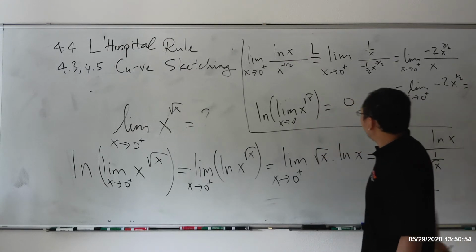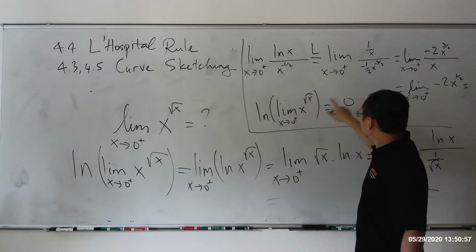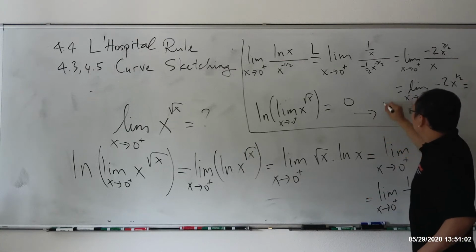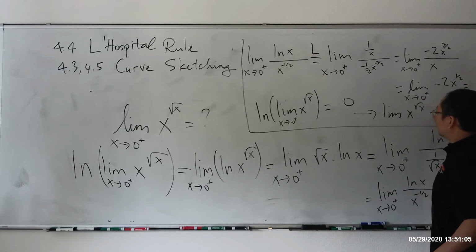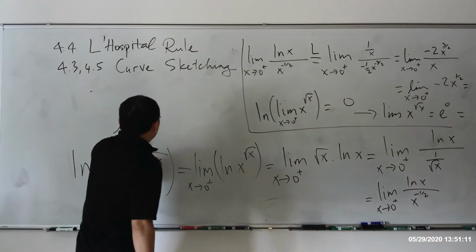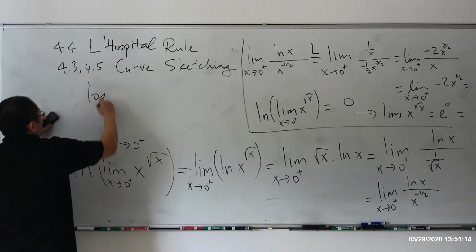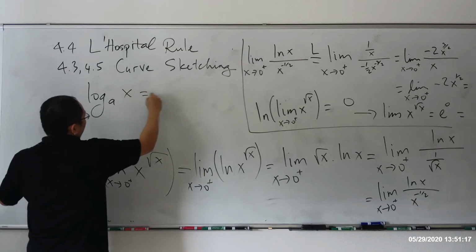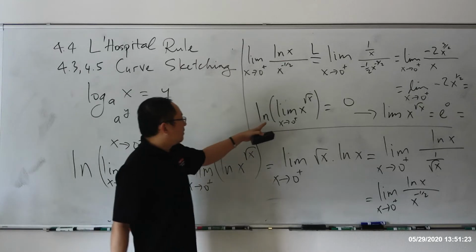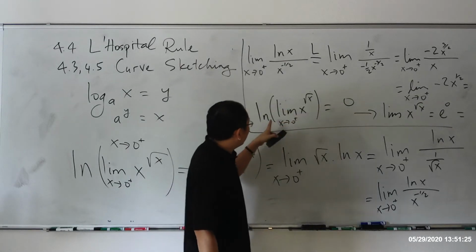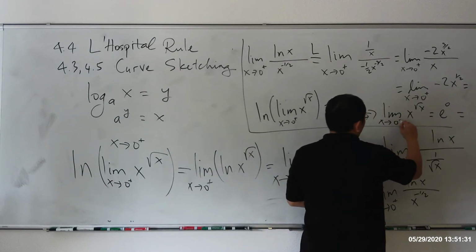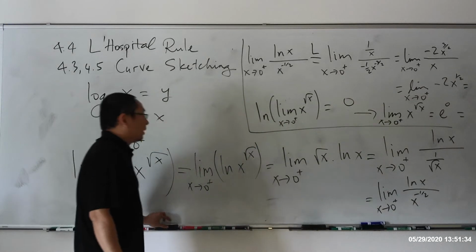So how do you calculate that limit? Go back. ln, it means what? Log base e of something equal to 0. That means the limit of x to the square root of x equals e to the 0, which is equal to 1. I'm using the definition of log right here, guys. Log base a of x equal to y means a to the y is equal to x. Applying to this, log base e of the limit equal to 0, so e to the 0 equals whatever is inside, which is the limit that we're talking about. And the limit is equal to 1.